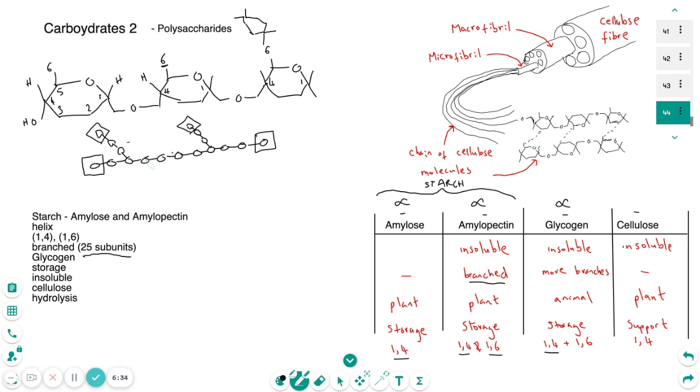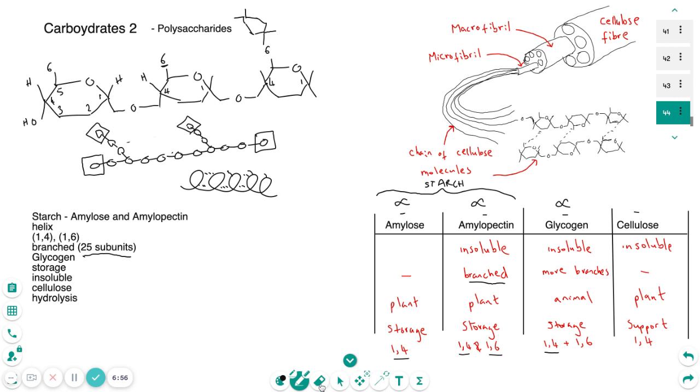It means that it's still going to be coiled up like so, with weak hydrogen bonds holding those coils together, but there's also going to be branches coming off those coils. So it's a more complex molecule. Okay, let's move on to glycogen.